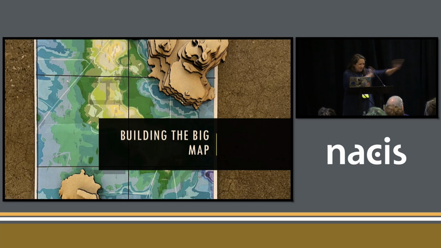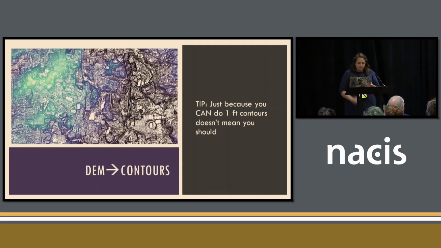Okay, so I wanted to get through that, so what I'm really here to talk about is how I ended up building this big map. So the first thing you've got to do is find contour lines. USGS did not cut it. Do not do one foot contours. You can do it, but just because you can do it does not mean you should do it.